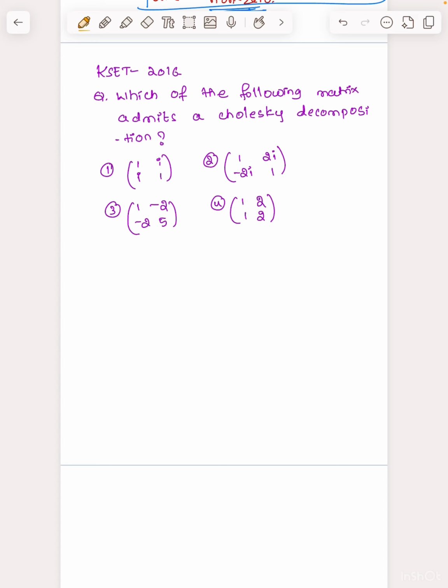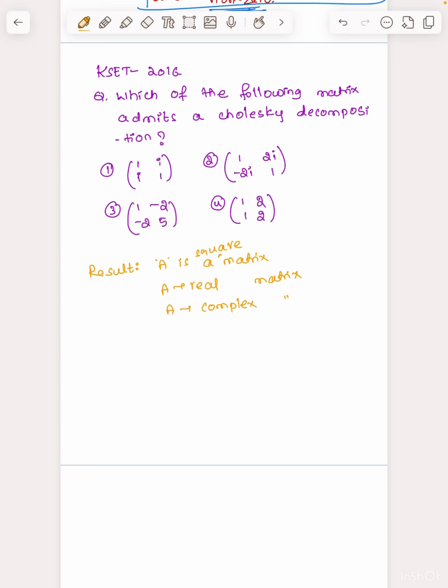So we have to know when a matrix admits a Cholesky decomposition. We have a result. We have two cases. A is a square matrix. Here A may be real or A may be complex. So if all the entries are real numbers, then the matrix is a real matrix. If some of the entries or all the entries are complex, that is called a complex matrix.